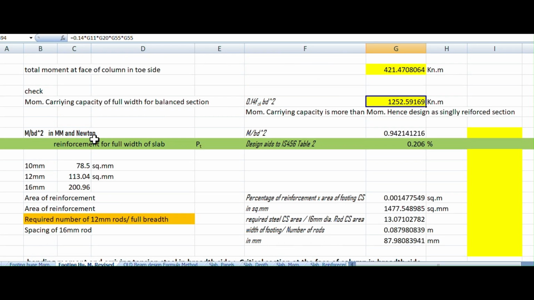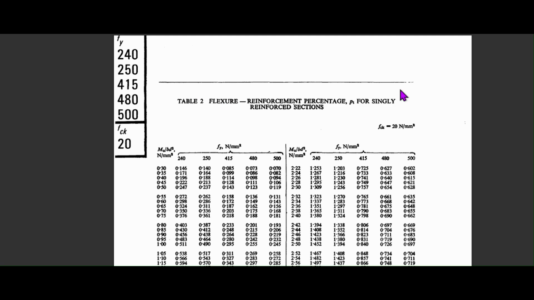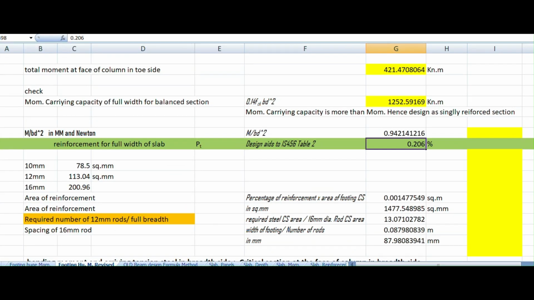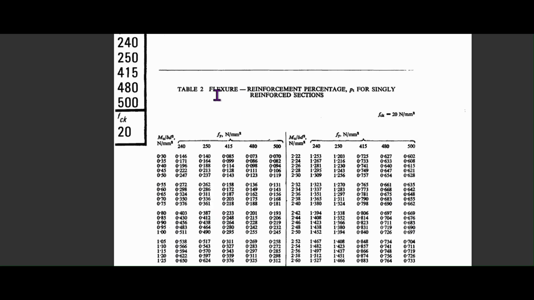M by bd square is required for using that tabulation in IS 456 design aids. This value is this much. As per IS 456 design aids, table 2, for M by bd square the value is 0.94. Take it as 0.95 also.